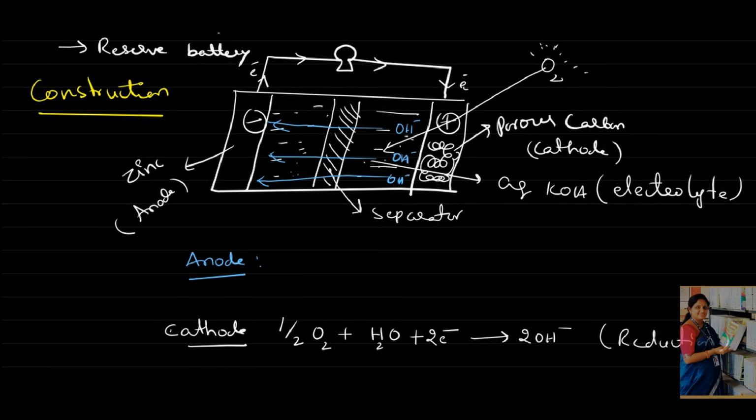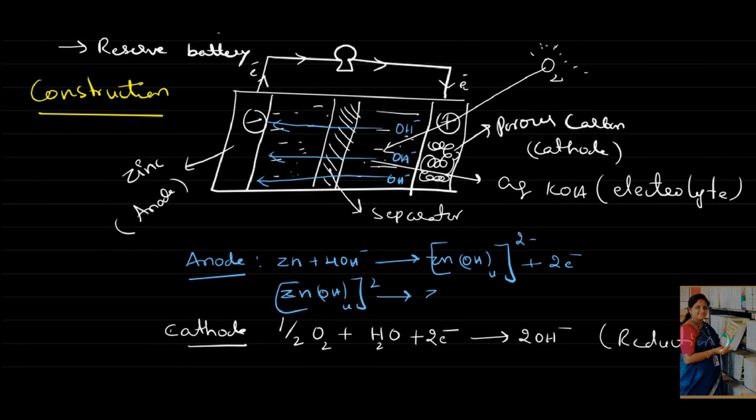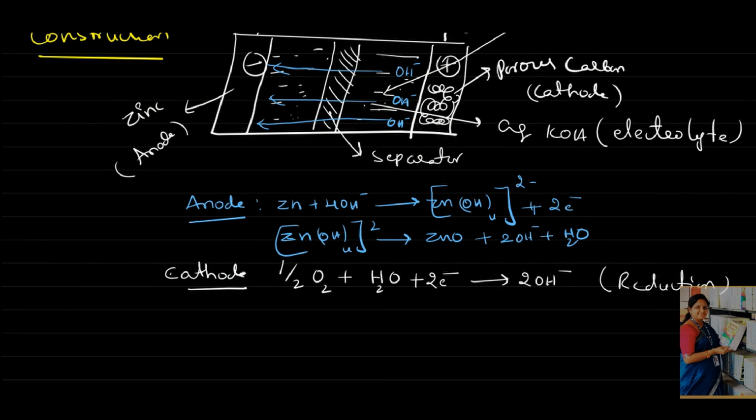Let us see the reaction at anode. Anode is what? Zinc electrode. So here zinc takes these OH minus ions and undergoes oxidation and gives tetrahydroxyzincate 2 complex ion and 2 electrons. Now, this tetrahydroxyzincate 2 ion dissociates and gives zinc oxide, OH minus ions, and water. Here you can observe that zinc loses 2 electrons, right? And that is why it is an oxidation reaction.